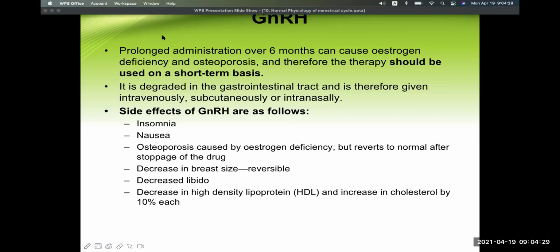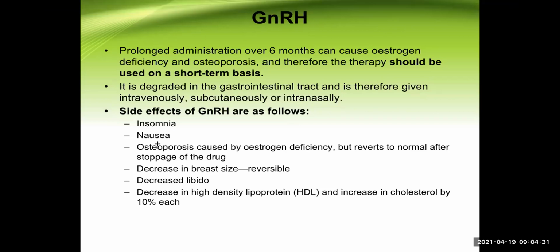What are some of the side effects of GnRH? Insomnia. What is insomnia? Sleeping disorder. Very good. The person is unable to sleep. So this may be one of the side effects. Nausea, which is very easily managed. Osteoporosis caused by estrogen deficiency, but it reverts to normal after stoppage of the drug. Decrease in breast size, which is again reversible because of the blockage of estrogen.